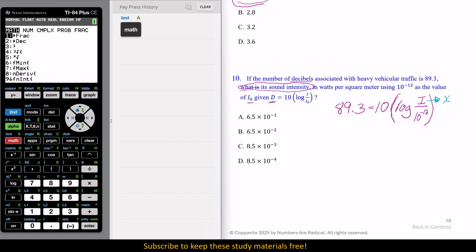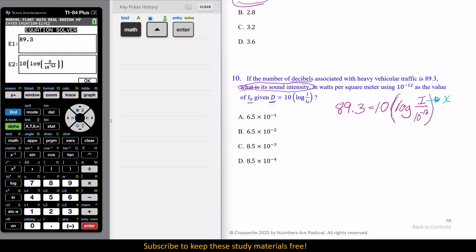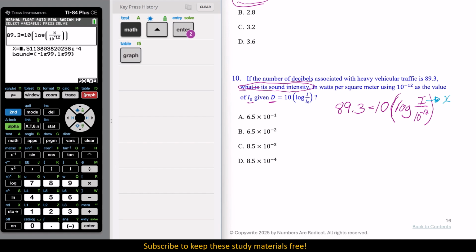Okay. So let's push math, arrow up. We need C, that's our solver. Now, I already have it entered. Let's verify that I have that 89.3. Okay, and then below that, the E1 I always put in as the left side of the equation, and then on the right side is my E2. So 10, my log is entered correctly, and I like to complete my parentheses, so let's push OK.